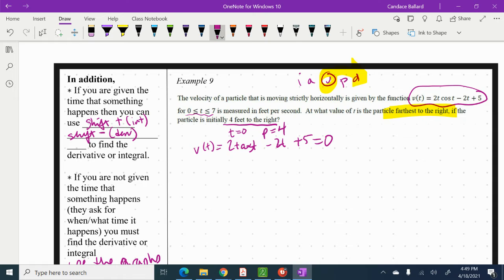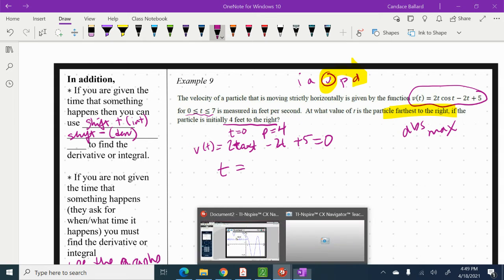But before I can integrate, and because I'm doing max, it's like absolute max. Remember how we did the t-charts? I need to find the other critical numbers. So let's find those values of t using our calculator.